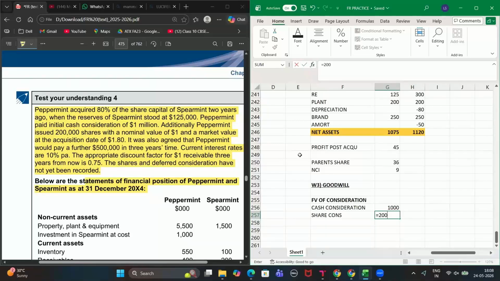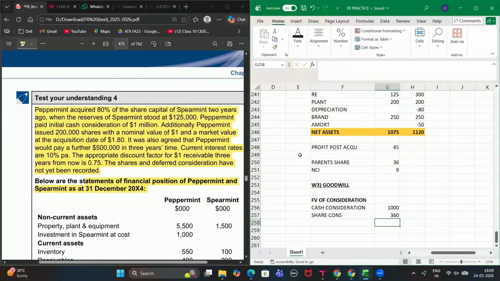Okay, 200 shares with a nominal value of 1 and a market value of 1.8. So which value will we use? Nominal value or market value? Market value. How much is the market value here? Tell me.